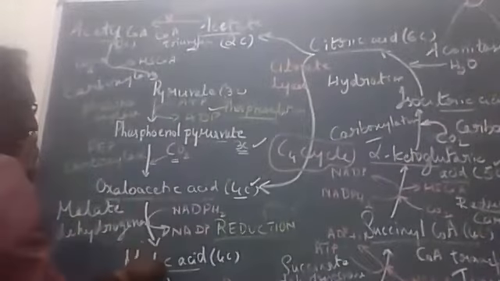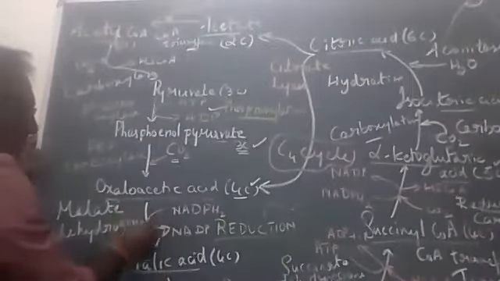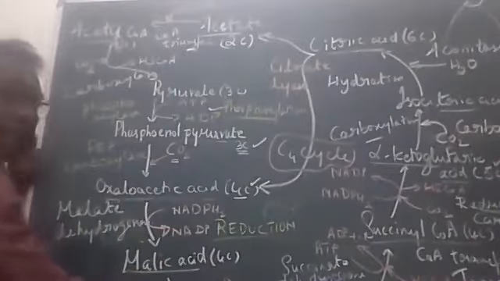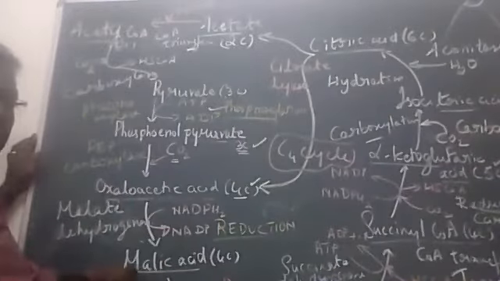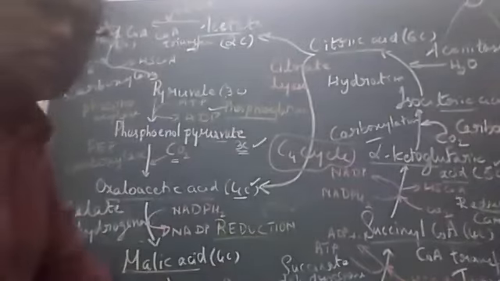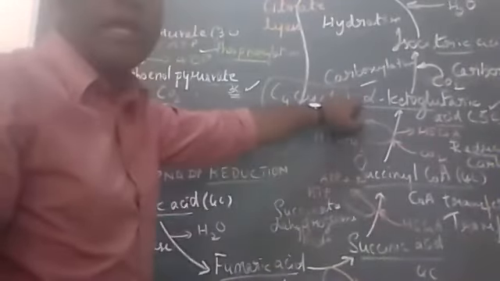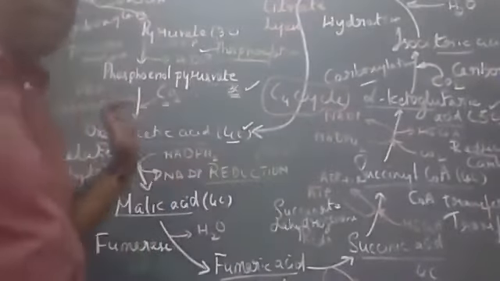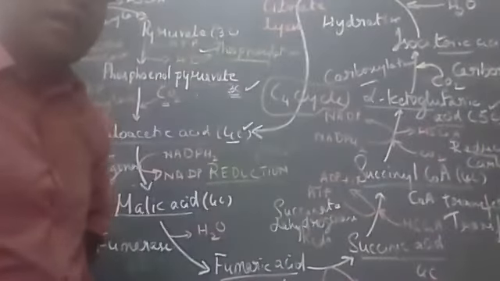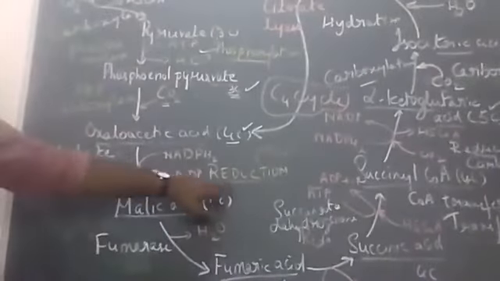Oxaloacetic acid converts to malic acid. From here, observe, it's part of the Krebs cycle, in reverse. Malic acid converts to fumaric acid. Fumaric acid converts to succinic acid, then succinyl-CoA, then alpha-ketoglutaric acid. Like that it goes, reverse of the Krebs cycle. It's called the reductive carboxylic acid cycle. Even the Krebs cycle is called the tricarboxylic acid cycle. Here we'll call it the reductive carboxylic acid cycle because reduction is seen.